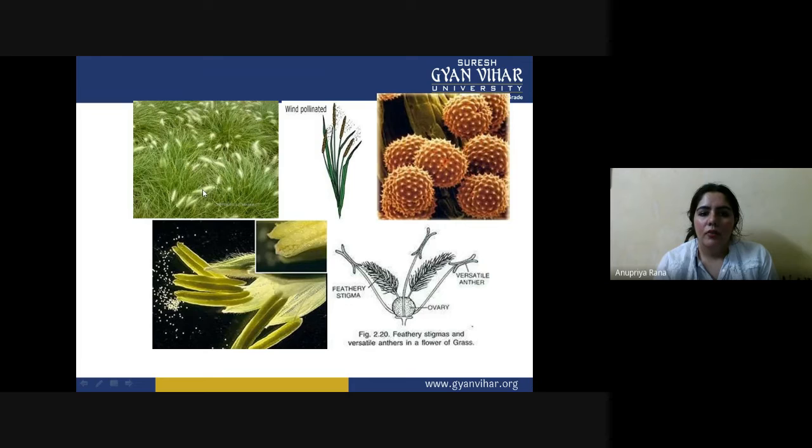Wind pollinators, you can see here how dusty, smooth they are looking, very tiny and very stabilizedly dry. You can see the stigma here. Stigma is also feathery or versatile, so that's why they can easily catch any kind of pollen which is transferring through the wind.